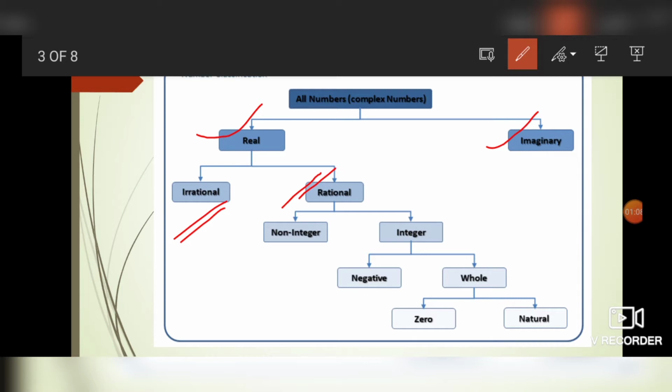Now again, integers are broadly classified into negative and whole numbers. And lastly, whole number is classified into two parts, that is natural number and zero. Zero means the digit 0. So this is a broad classification of numbers. With this broad classification, we can solve many true and false questions that come from this chapter. So we must keep this flowchart embedded in our head.